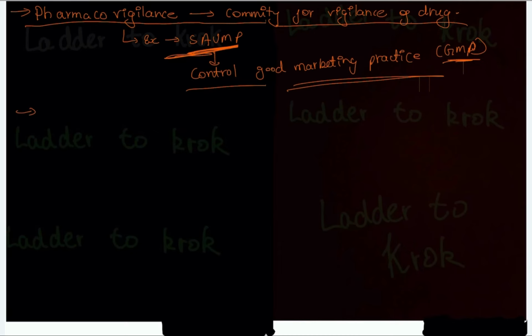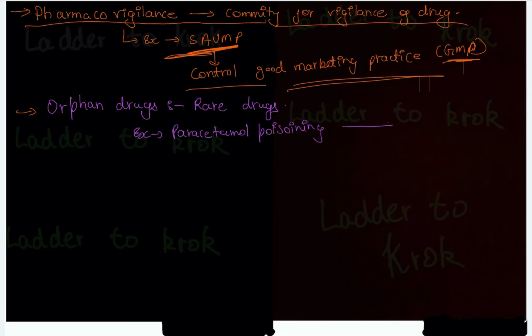Now there are some orphan drugs. Let's discuss something about these also. Orphan drugs are rare drugs. For example, in paracetamol poisoning, we give an antidote, N-acetylcysteine. It's a mucolytic drug. It breaks mucus. The normal function of N-acetylcysteine is as a mucolytic drug, but it is also given in paracetamol poisoning, and this is a rare drug.